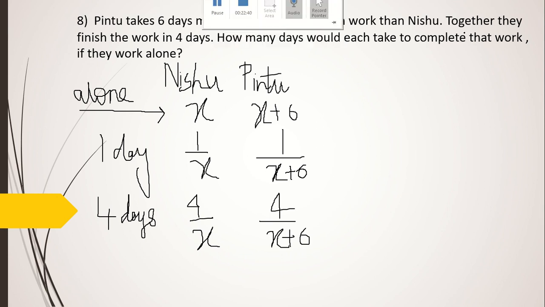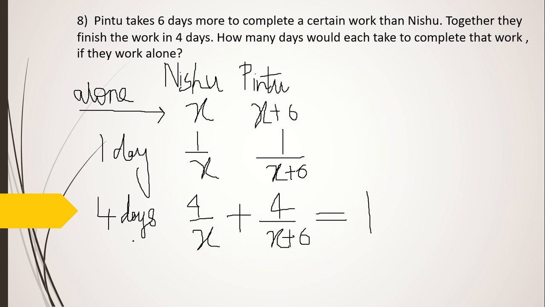But what else is given? See, together they finish the work in 4 days. So if this is the work they do in 4 days, and if they work together for 4 days, they are going to finish that one work.